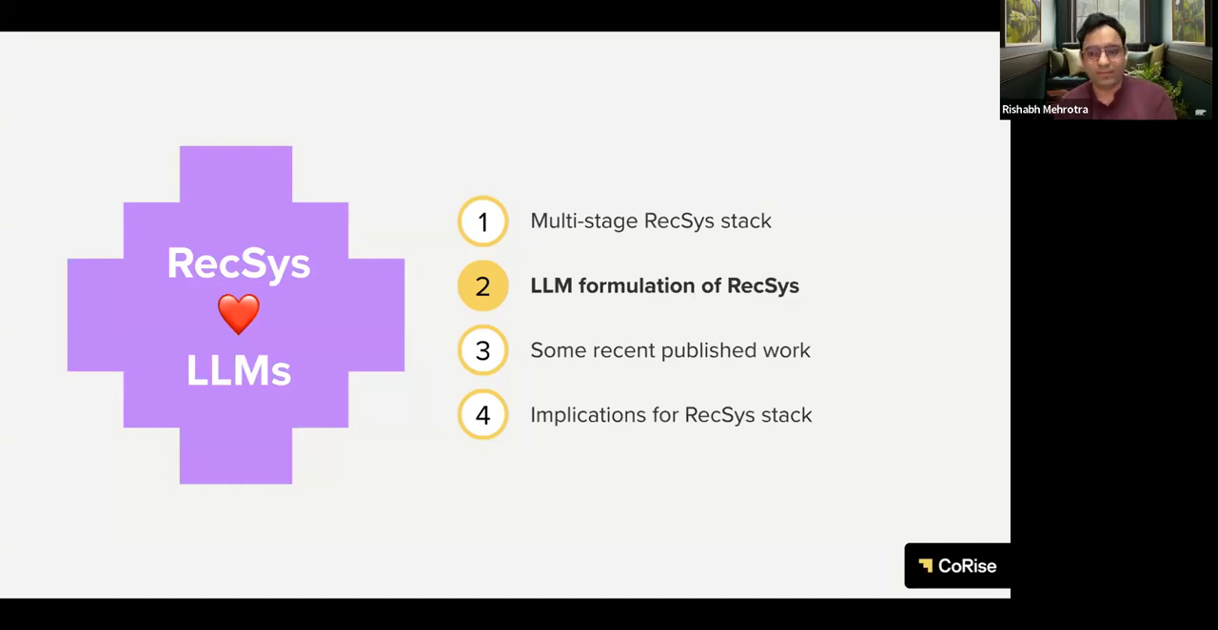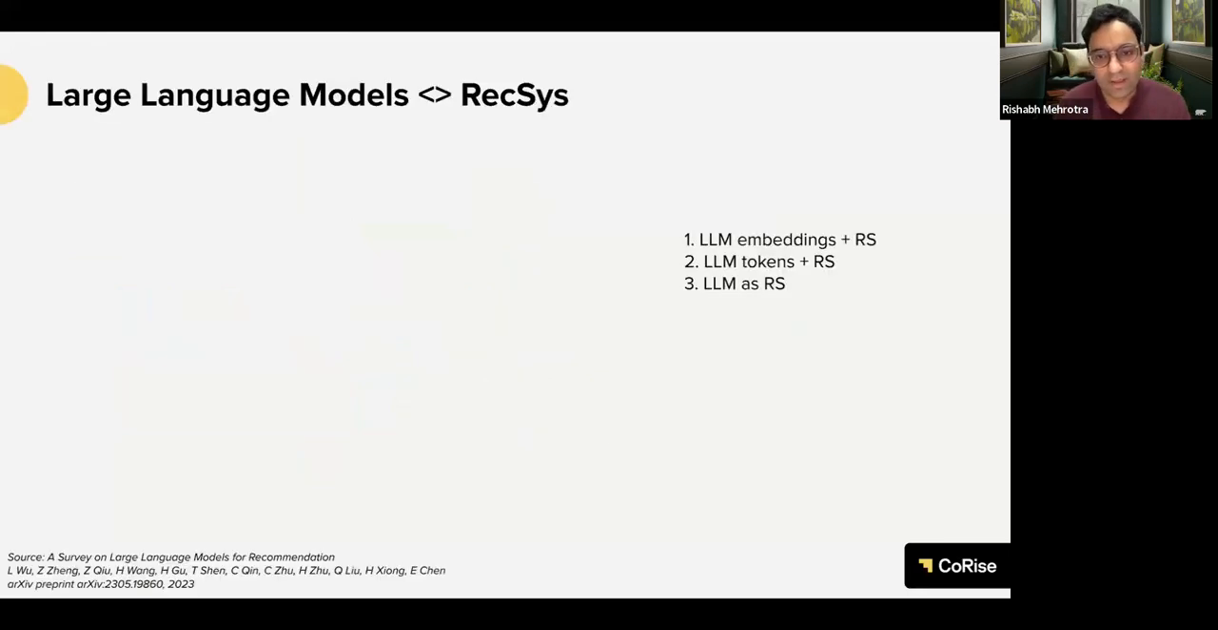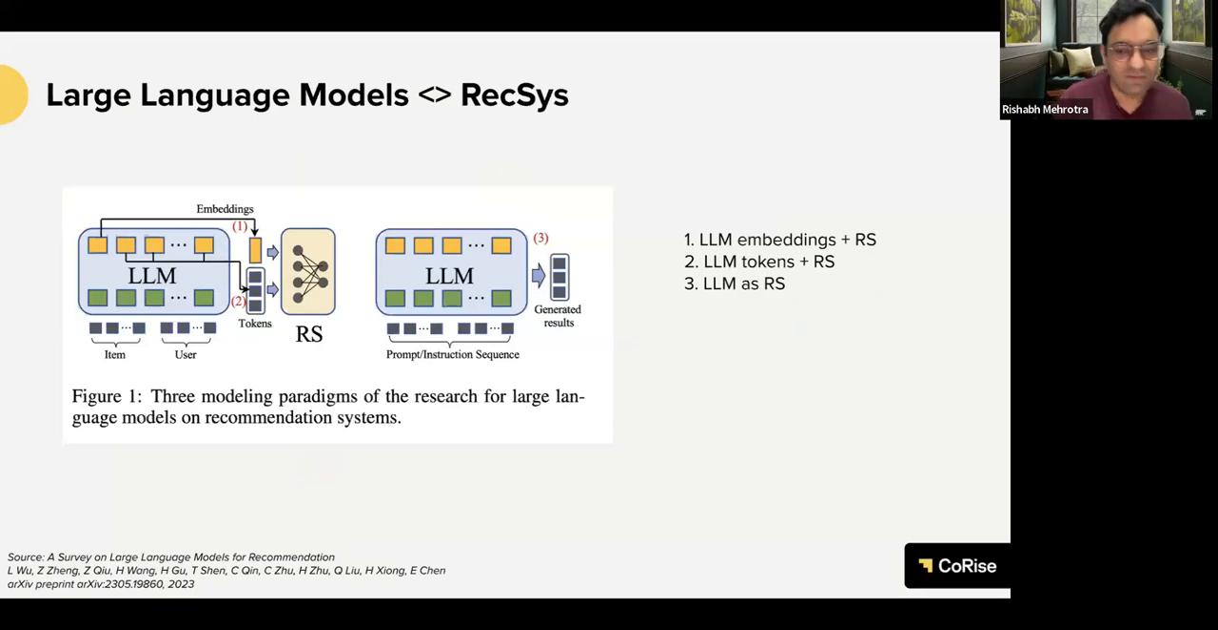So we're going to assume that we now know what RecSys is, and we have a bit of understanding about what large language models are. Now we want to talk about how we formulate a recommendation problem in terms of language models. There's a very nice survey, which I've linked over here, which talks about how large language models can be used in the RecSys formulation. Specifically, it's talking about three things. The three things are listed on the right. We're going to go through them one by one.